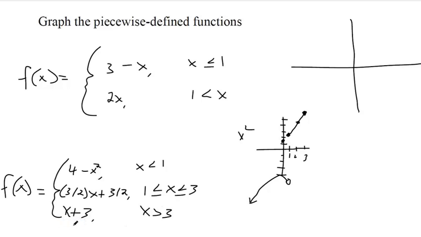And then x plus 3, that's another straight line, slope of 1, y-intercept of 3. That happens only when x is bigger than 3. So 1, 2, 3. Here's our starting dot. And if we count out the slope, it's up 1 to the right 1, up 1 to the right 1, up 1 to the right 1. Trying to follow that same pattern. Up 1 to the right 1, up 1 to the right 1.